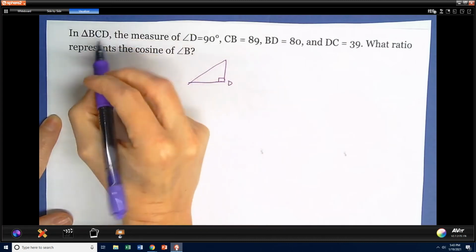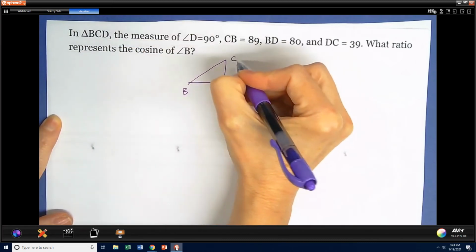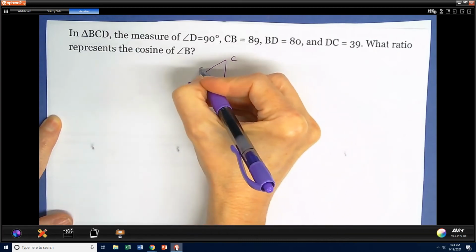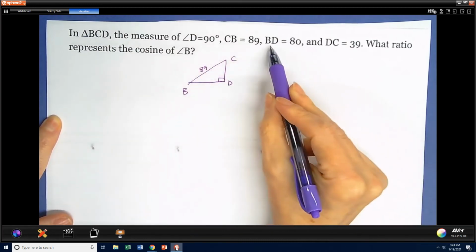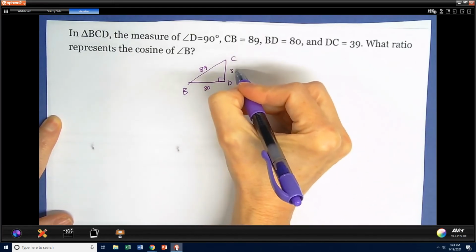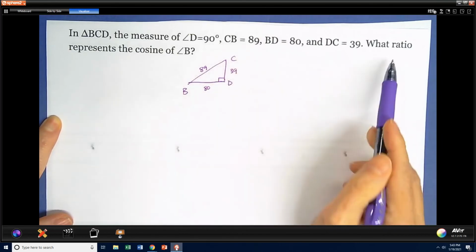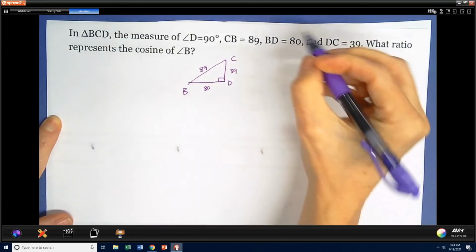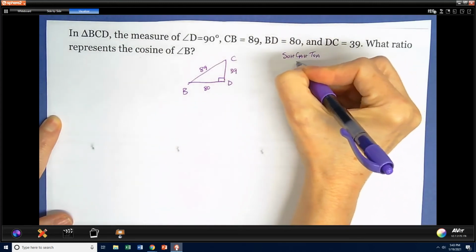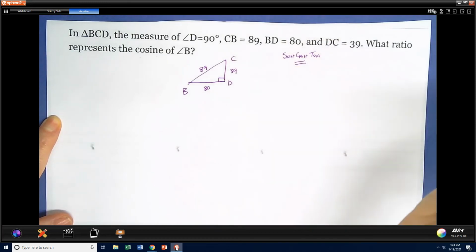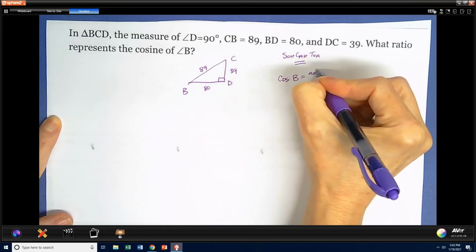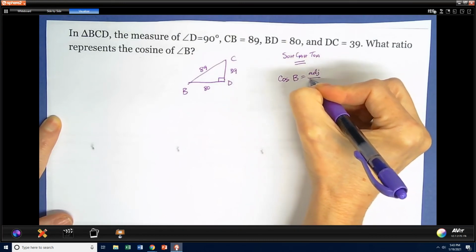So we've got triangle BCD. CB is 89. In this case, that's my hypotenuse. BD is 80. And DC is 39. What ratio represents the cosine? Again, remind yourself. SOH CAH TOA. Cosine is adjacent over hypotenuse. So the cosine of angle B is going to be the adjacent over the hypotenuse.